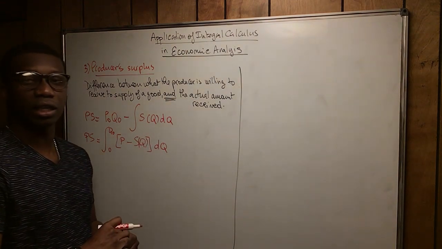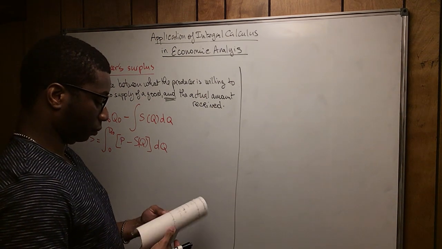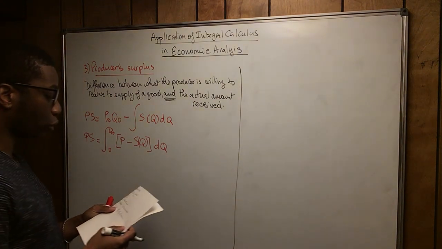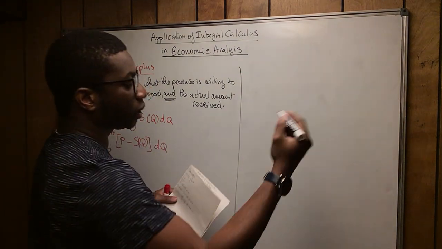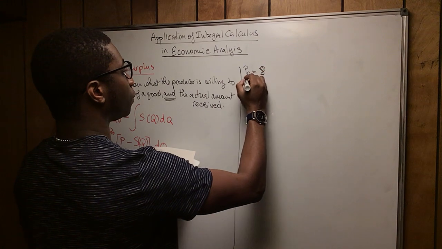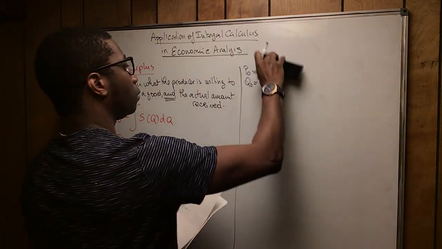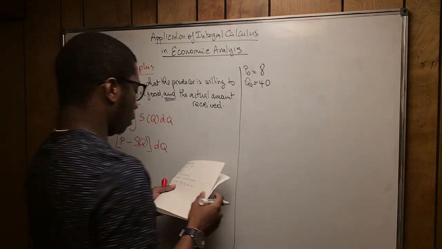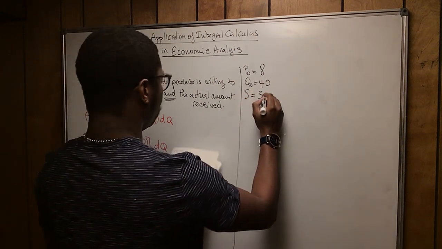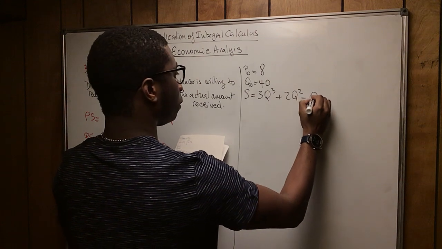All right, so now let me show you guys an example of this. Let us say we want to know the producer surplus, so basically let's determine the function for the supply function. So we know that P0 equals 8, Q0 equals 40. Let me rewrite this 8, it looks weird. All right, and we have the supply function, which is 3q^2 + 2q^2 minus q plus 30.